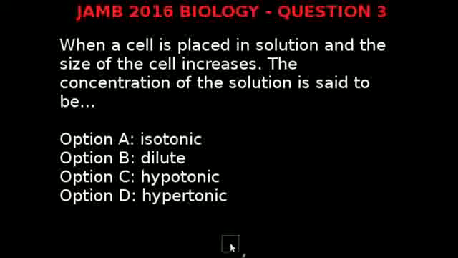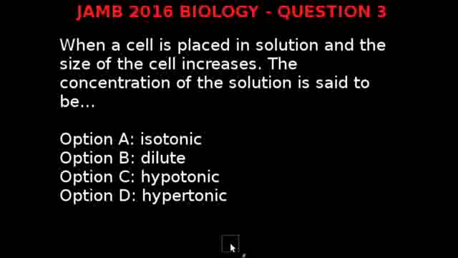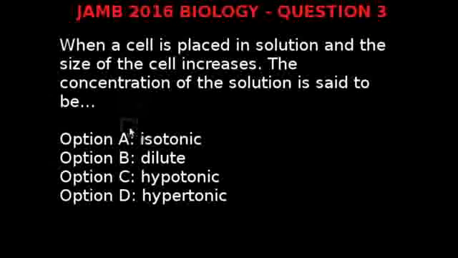JAMB 2016 Biology Question 3. When a cell is placed in solution and the size of the cell increases, the concentration of the solution is said to be option A, isotonic, option B, dilute, option C, hypotonic, option D, hypertonic.